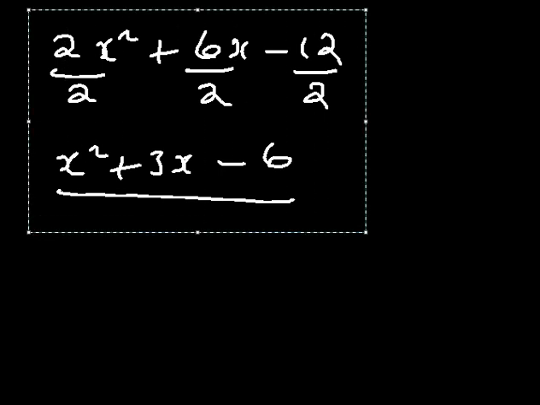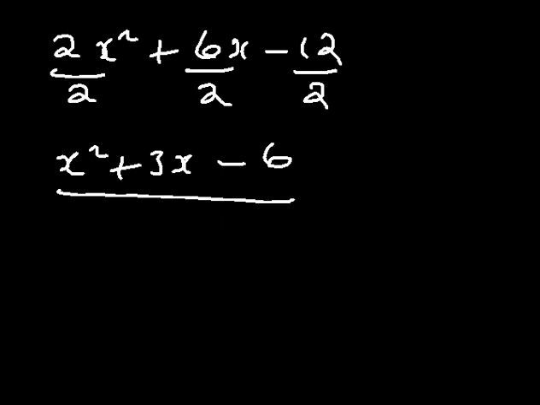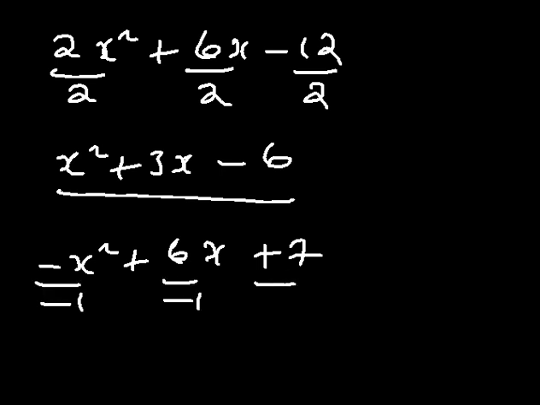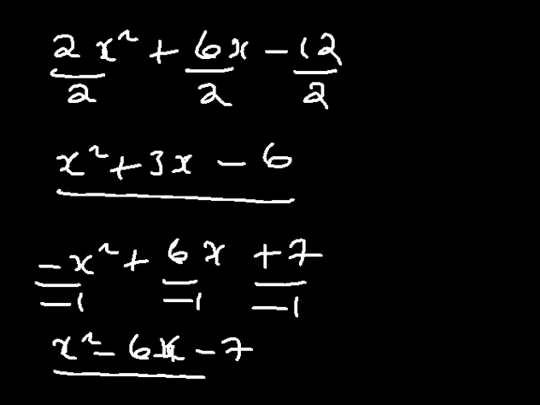And let's say we have negative x squared plus, let's say, 6x plus 7. In this case we'll have to divide everything by negative 1 to make sure that it is positive. So we'll have x squared minus 6x minus 7. So you can complete the square of that one.